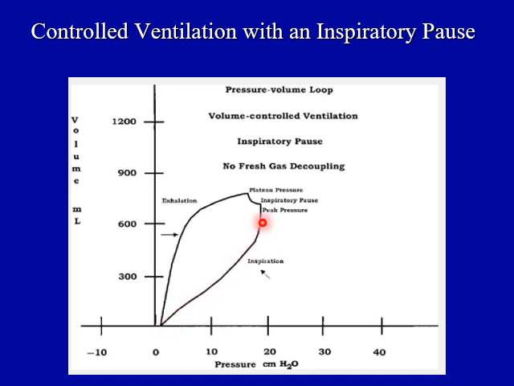This part is the inspiration, followed by a drop in pressure. This drop in pressure is occurring because of the inspiratory pause. Whenever the inspiratory pause is applied, there is a drop in pressure and the volume present in the lungs is redistributed. Then there is expiration again. The highest pressure recorded during this respiratory cycle is called the peak inspiratory pressure, and the pressure recorded during the inspiratory pause is called the plateau pressure.